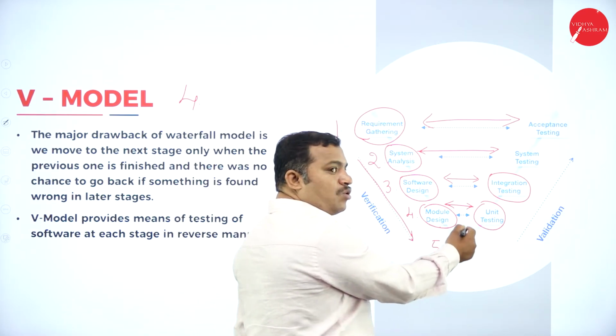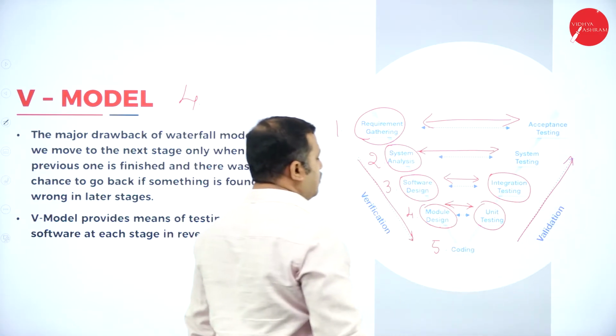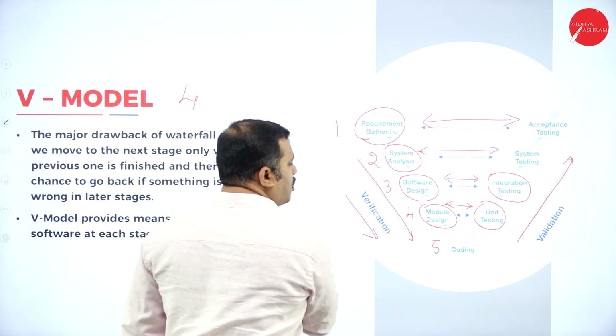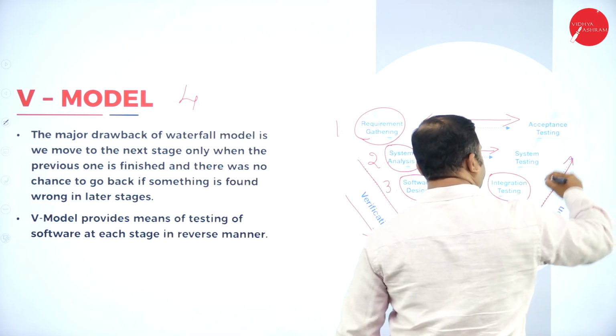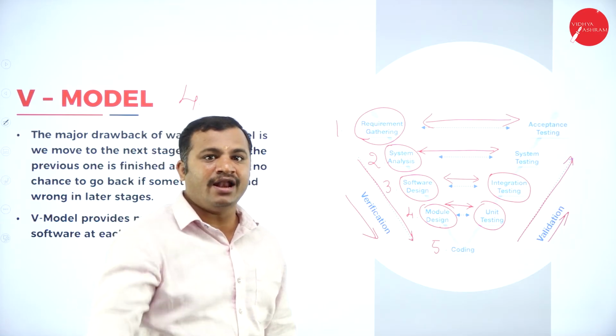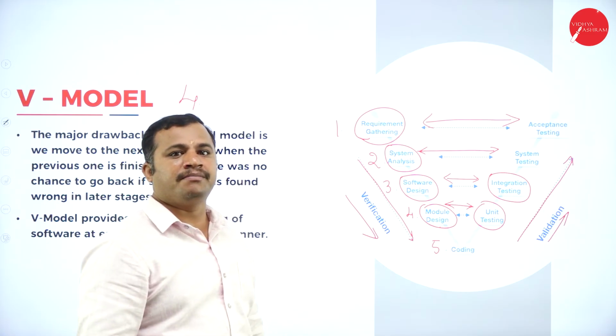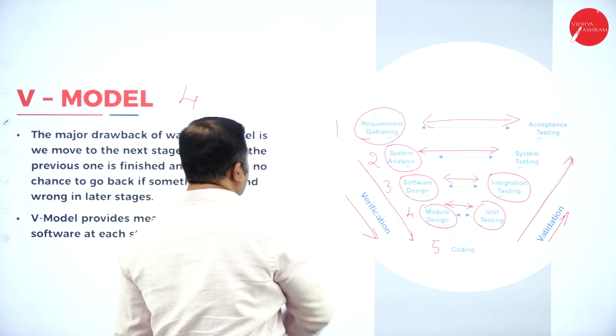Once coding is completed, we will move on to the validation model. This is called a verification model. This is called a validation model. So we have V and V, verification and validation, both being carried out at the same time. So we will call it a V model.